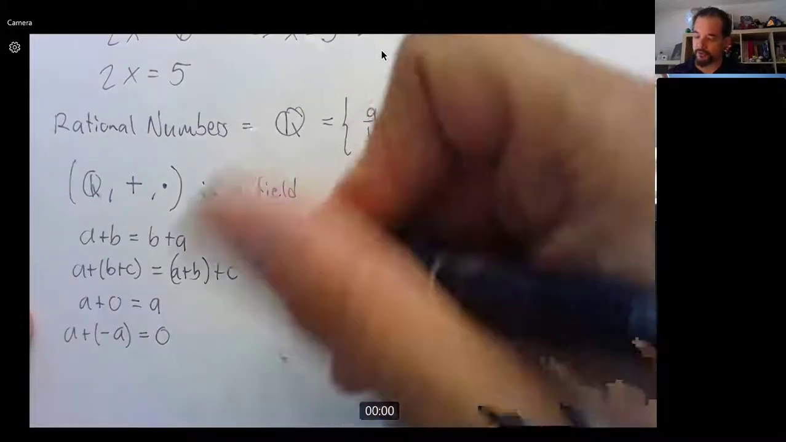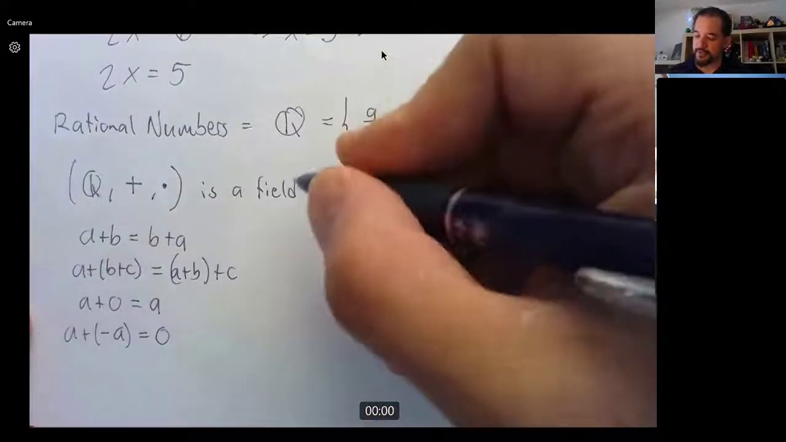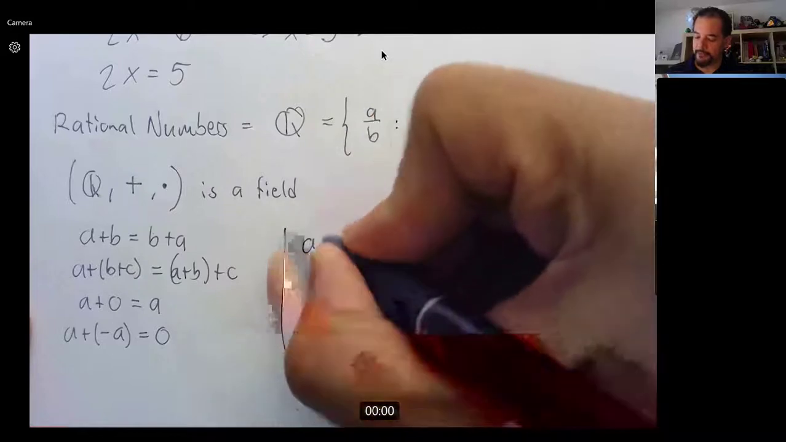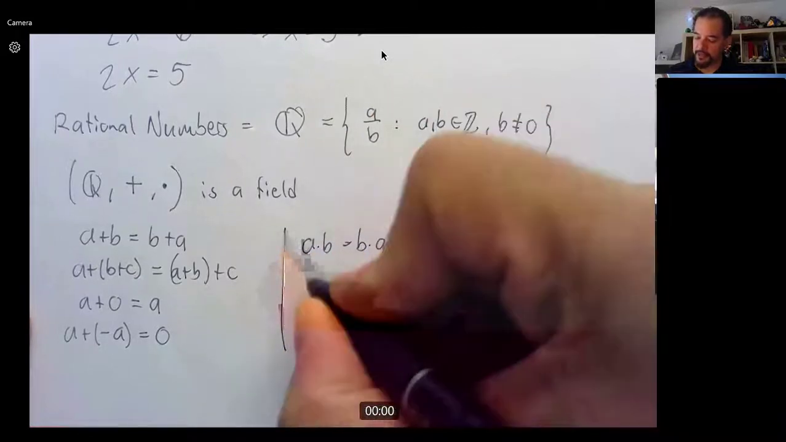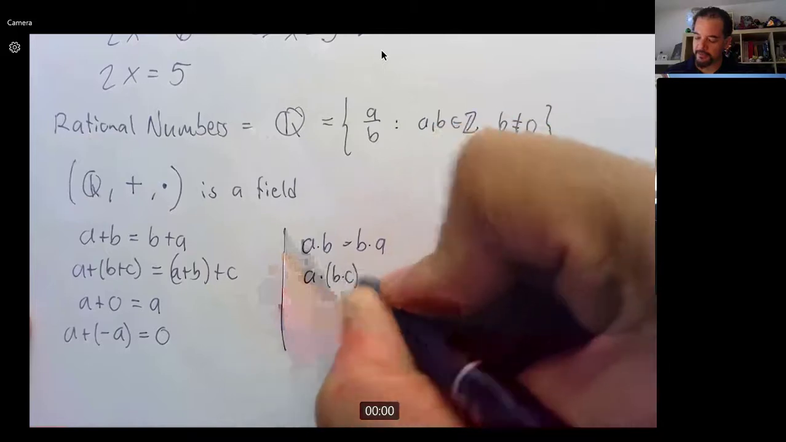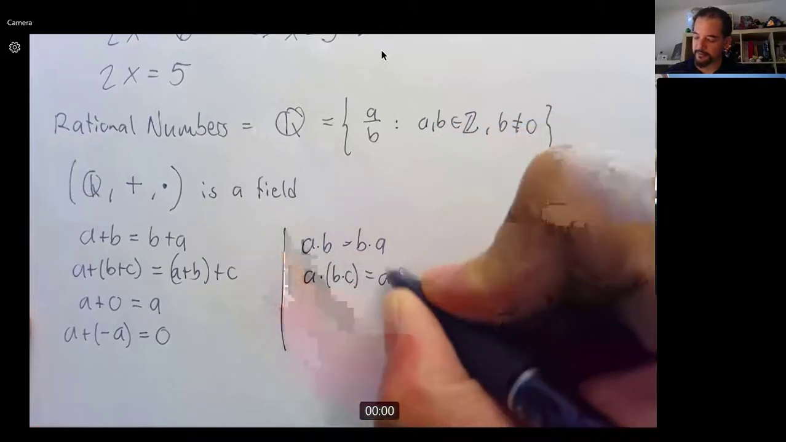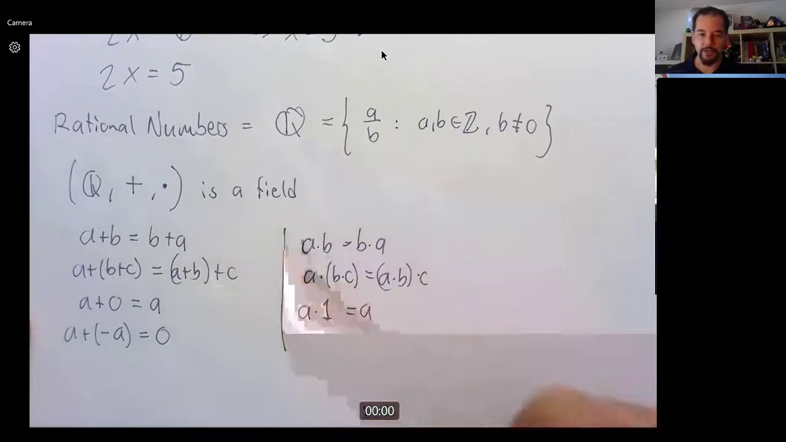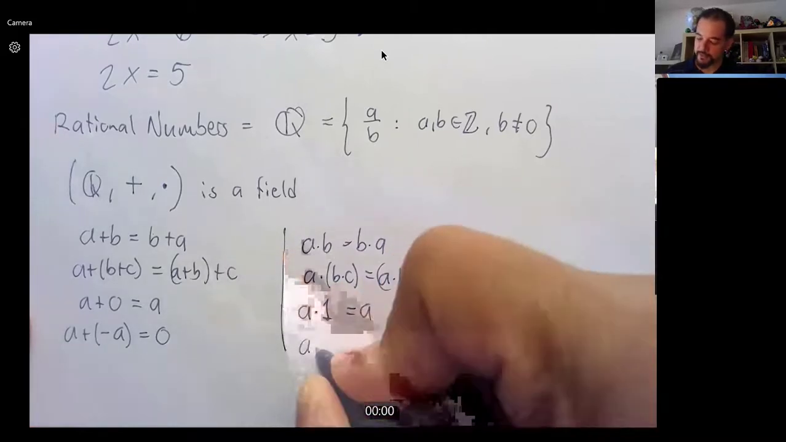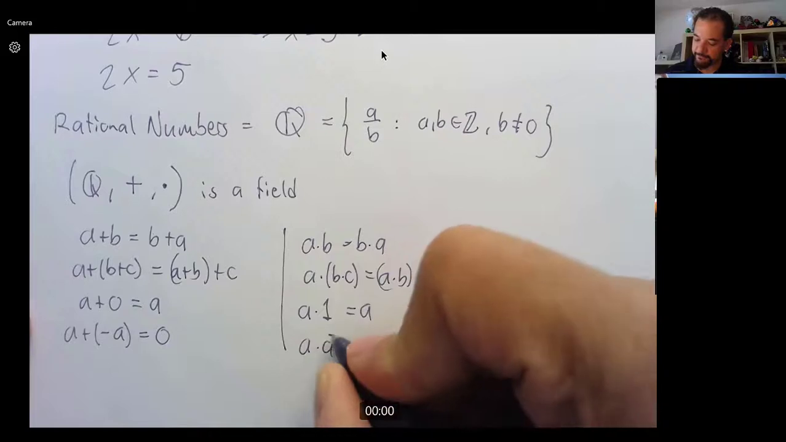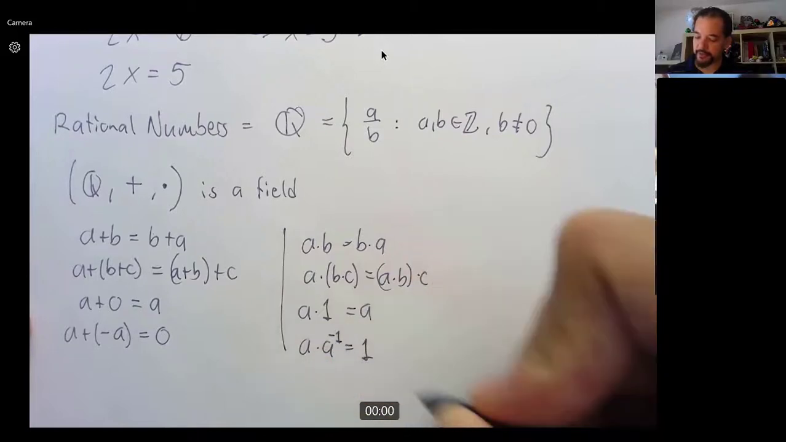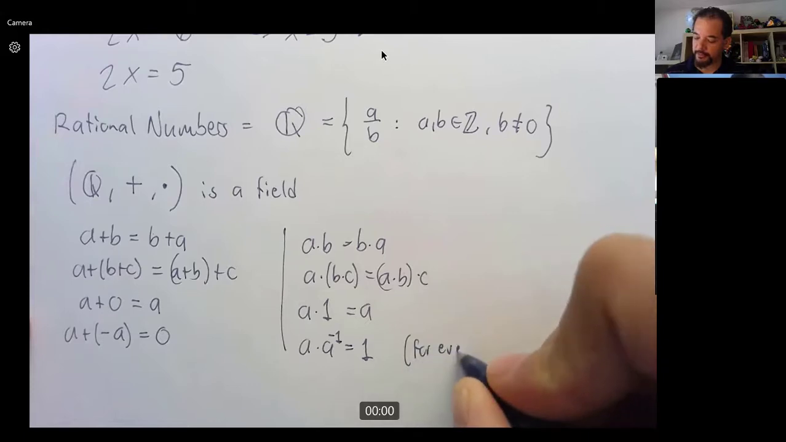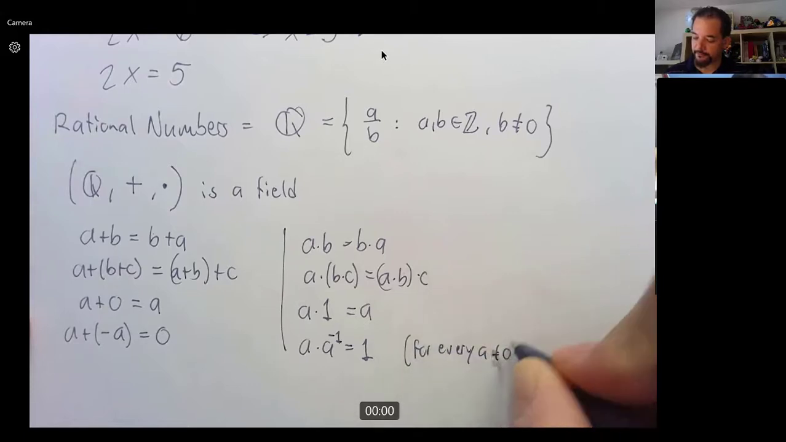If you don't know what I'm talking about there, don't worry. Similar things happen for multiplication. A times B is the same as B times A. A times B times C is the same as A times B, and then times C. There's a number called 1, and when you multiply it, you get the same. And there's an inverse, and when you multiply them, you get 1. This happens for every A that is not 0.